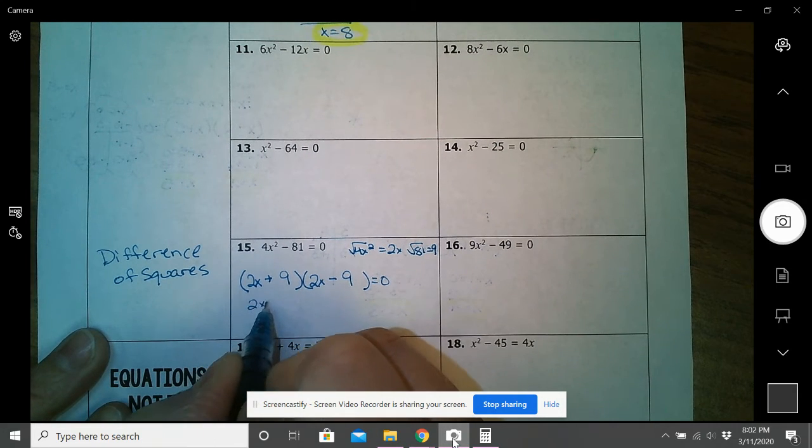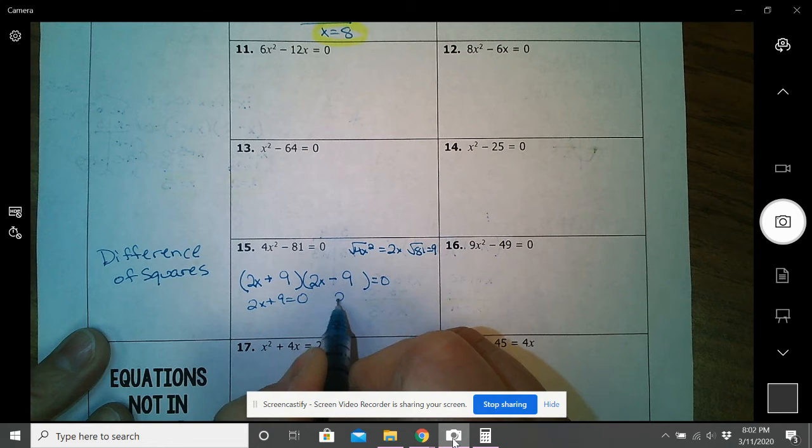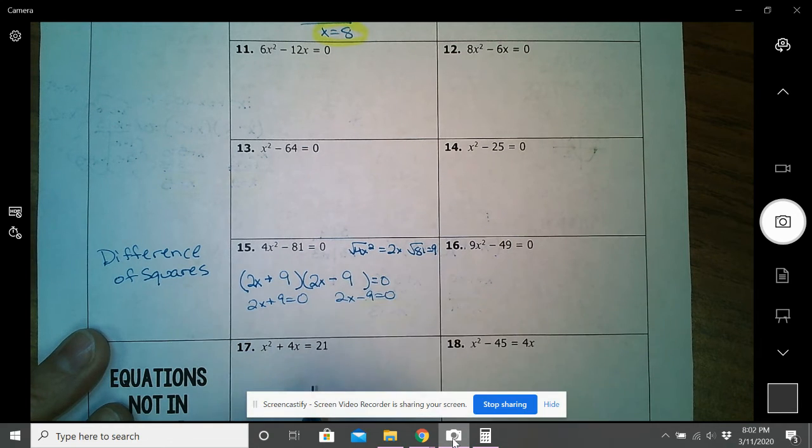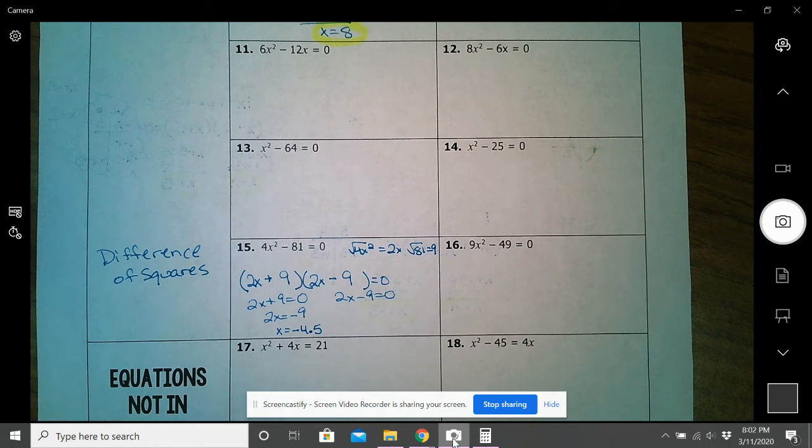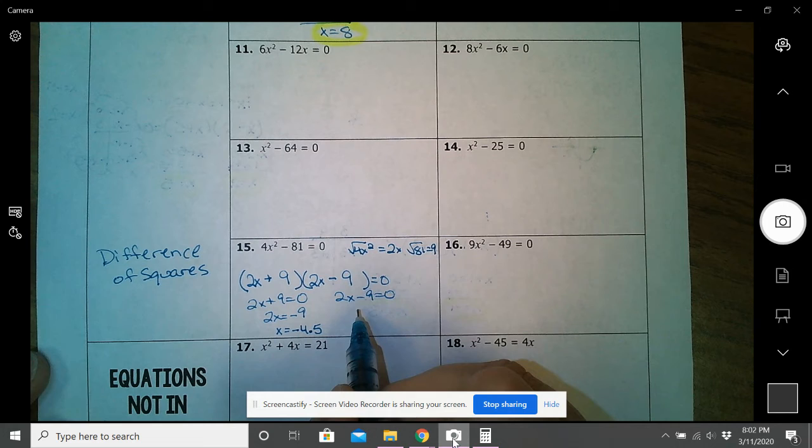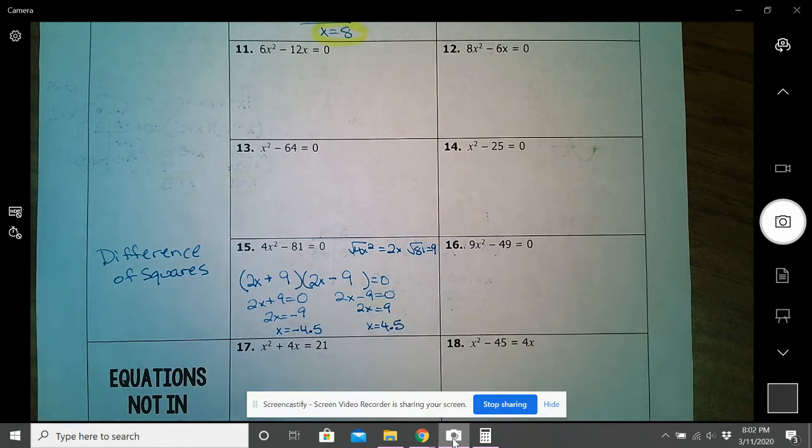Now I take each factor, set them equal to 0, and solve. Factor number 1, I need to minus 9 first, so I'd have 2x equals negative 9, and then divide by 2, so x is equal to negative 4.5. Factor number 2, I need to add 9 first, so 2x is equal to positive 9, and then divide by 2, so x is equal to positive 4.5.